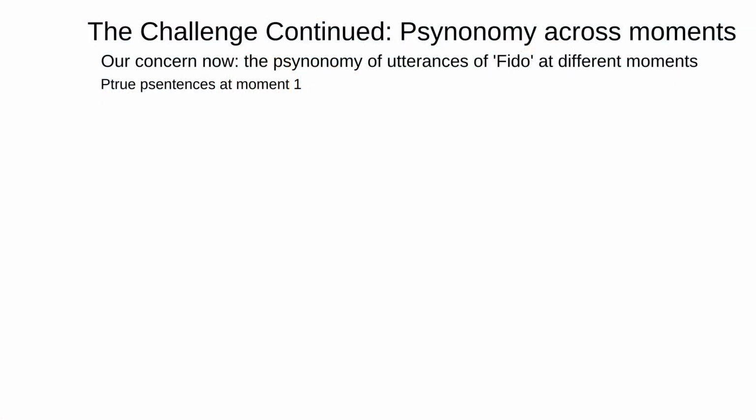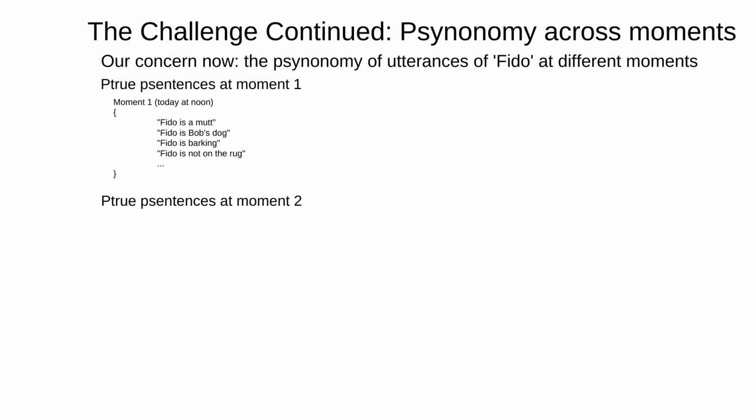As just discussed, we can easily compare the set of true sentences containing Bob's dog at a moment with a set of true sentences at the same moment containing Fido to decide the synonymy of those tokens. If now we compare the set of true sentences containing Fido at one moment with a set at another moment, we might have something like this. So at moment 1, that is today at noon, we have Fido is a mutt is true, Fido is Bob's dog is true, Fido is barking is true, and so on, and soon it's going to be quite a long list. And yesterday at noon, so we'll call that moment 2, we have also Fido is a mutt, Fido is Bob's dog, Fido is on the rug, and on and on.